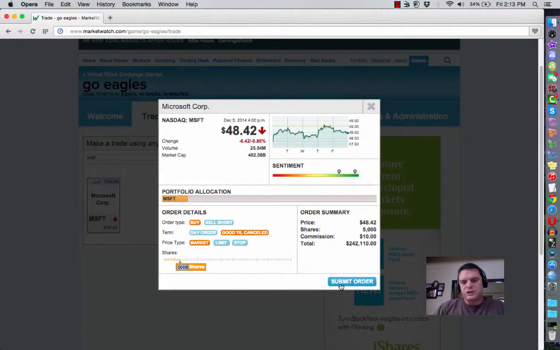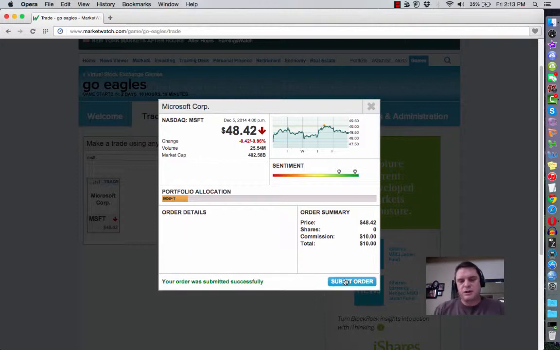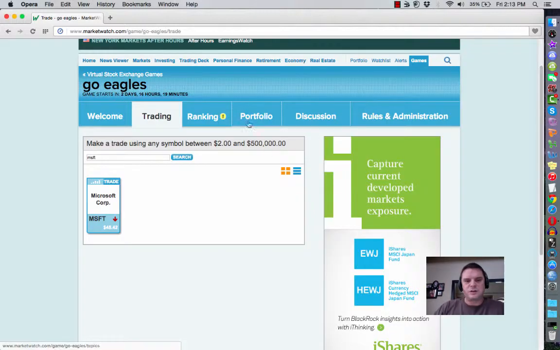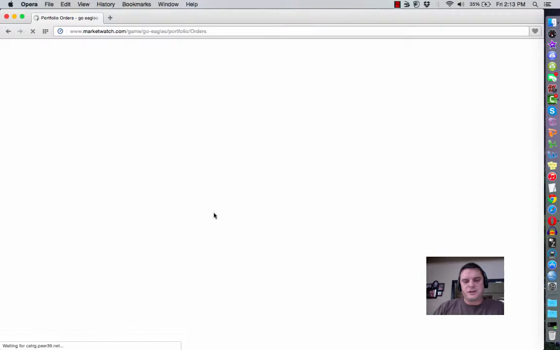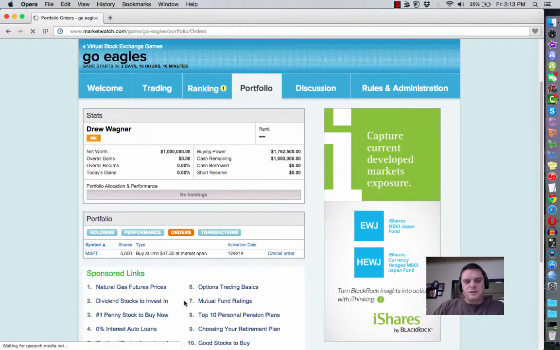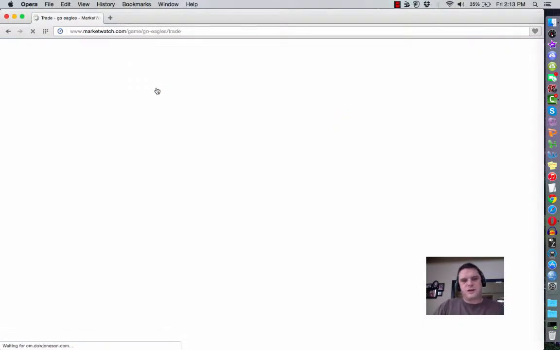You can make it a market order, which during trading hours would go through immediately, or you could make it a limit order. Let's say $48.42 is too expensive, but I would like to buy it at $47.50. Type in 47.5, submit order, and now your buy order will not go through. If you click on portfolio here, you can see your orders. You have a buy order at 47.5, which will not execute and become a transaction until the price falls to 47.5. Nothing's going to go through right now anyway because it's after hours. But anyway, trading, you've got your limits and your stops.